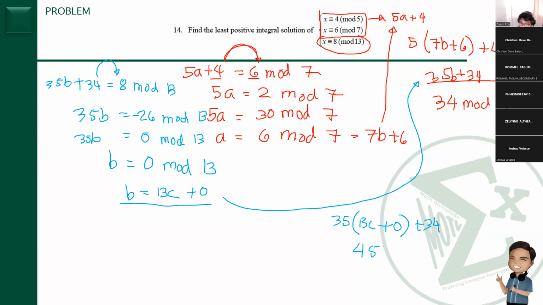455c plus 34. Or if you want another form, 34 mod 455. That's going to be our final merge. Everything merged looks like this now: 34 mod 455. So what's the least possible integer solution? 34. Okay, so what are the other solutions? You just keep adding 455. So 34, the next one should be 489, plus 455 again is 944, plus 455 again is 1399, and so on. The smallest here should be your 34.